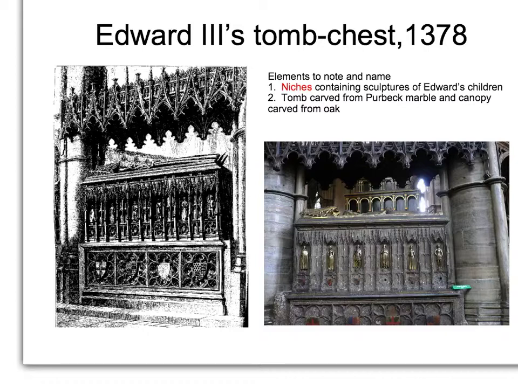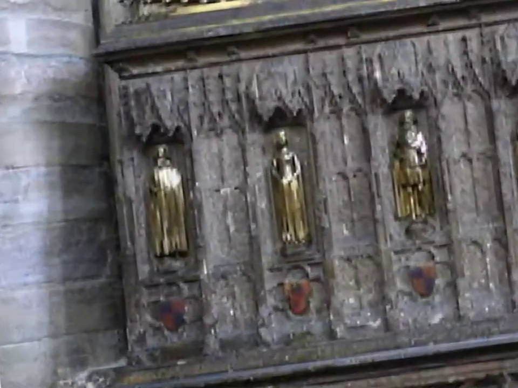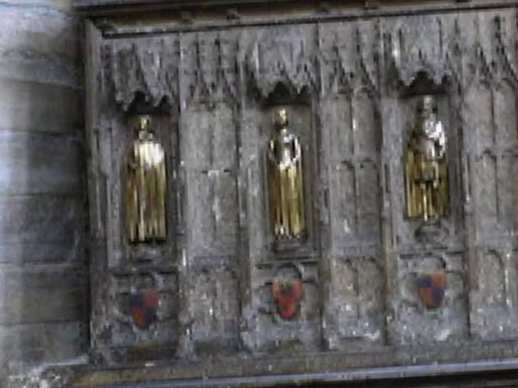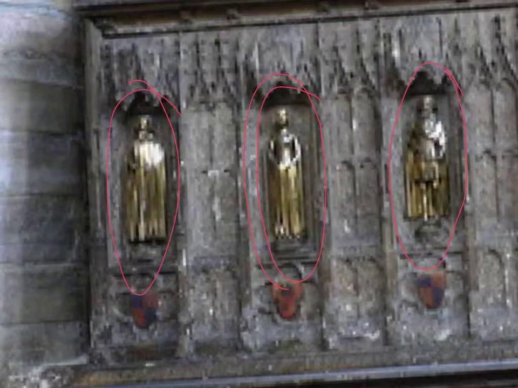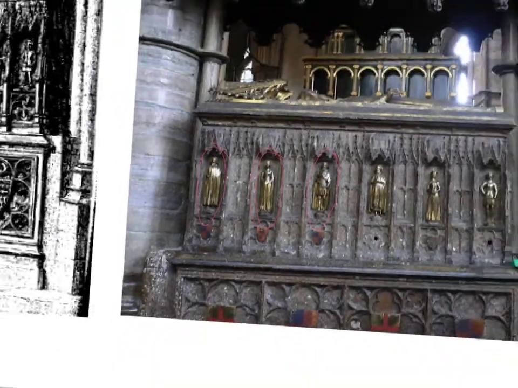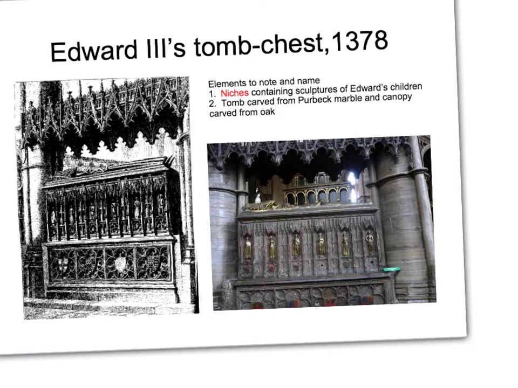The features to note, which are particularly Gothic, are these niches, and the word niche we use for these little recesses here, and in this case Henry Yevele carved out these niches in order that he could put in some small sculptures of Edward's children. The lower section of the tomb chest, just here, where the body of Edward will be laid, that essentially is his coffin.